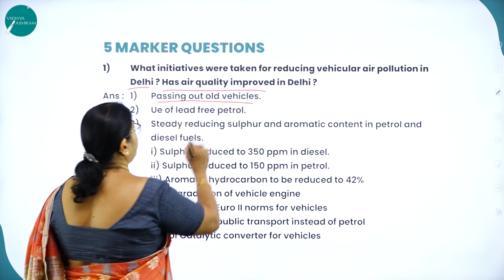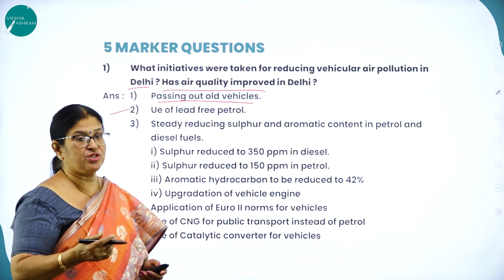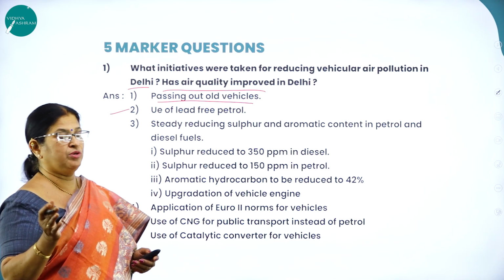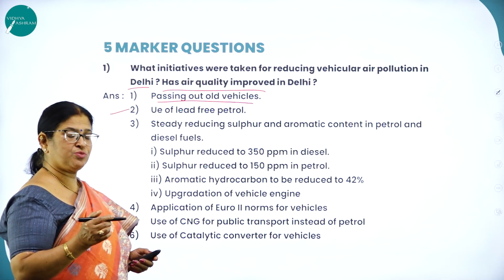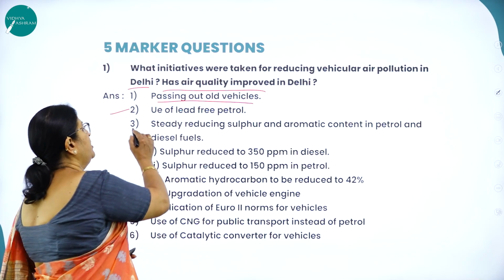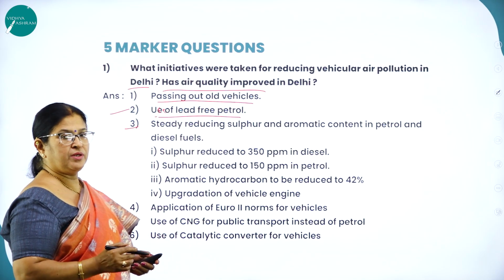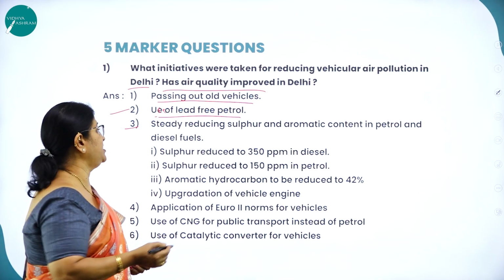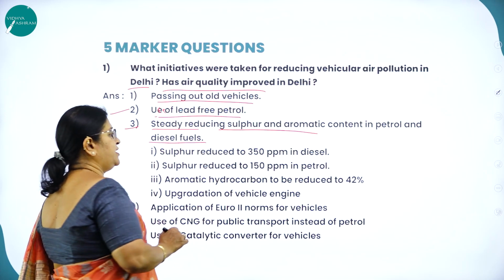Phasing out old vehicles, that is, old vehicles which use old engines are removed. They are not supposed to use old vehicles having old engines. Then use of lead-free petrol, using more unleaded petrol, use of CNG, and reducing sulfur and aromatic content in petrol and diesel fuels.